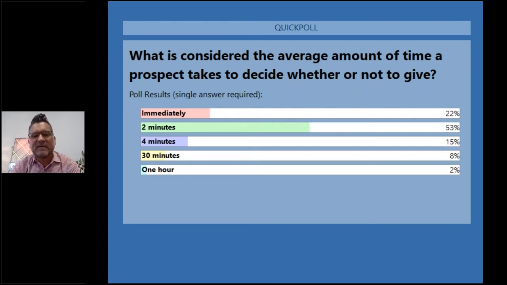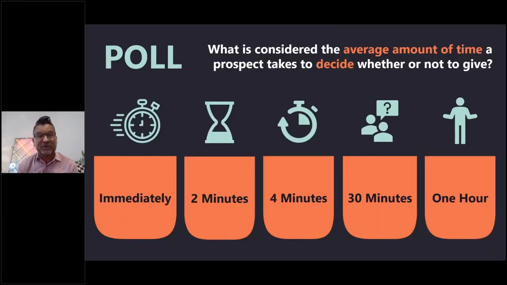22% said immediately, 53%, the highest, said 2 minutes, 15% said 4 minutes, 8% said 30 minutes, and 2% said 1 hour. So of course, this is really going to vary based on the individual prospect that you're meeting with. But based on the research that we've used for our cost selling book, the answer really is 4 minutes. So you have 4 minutes in that moment of truth, meeting with a prospect, for them to determine whether or not they want to give to your cause, regardless of how phenomenal your cause is. Just good information.